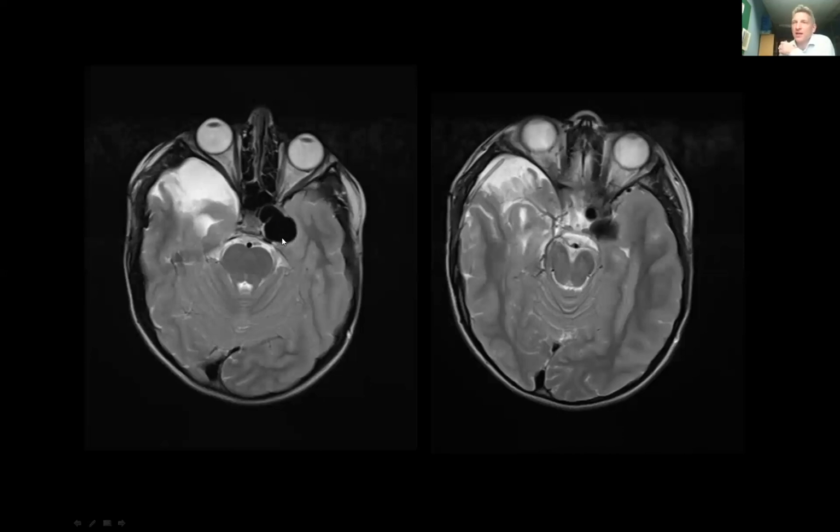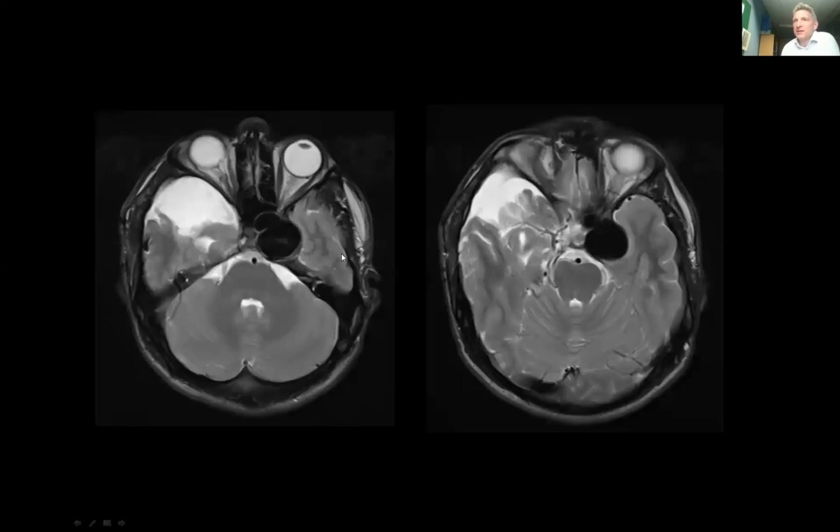So if that's a flow void creating low signal, what structure are we looking at here? It would be the left ICA or the cavernous. Yeah, so it's the left ICA. So his headache gets better, and he goes away and isn't followed up for some reason for a few years, and then presents 5 years later. Again, he's got more headaches. What do you notice now?